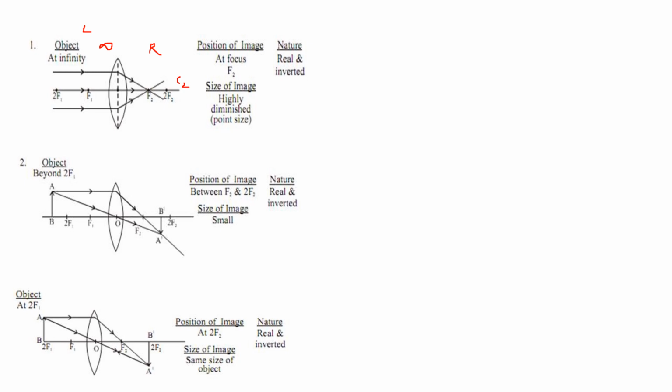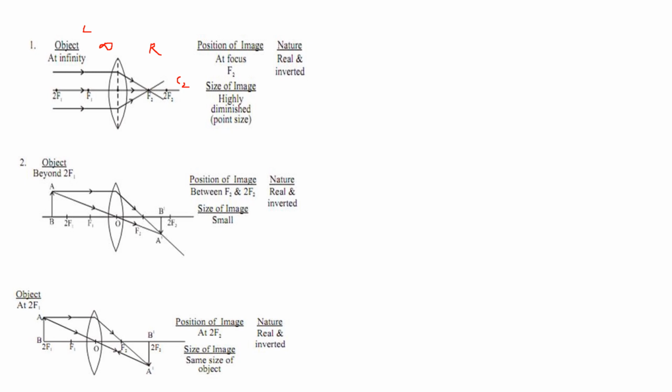Now in case of the object where the object is at infinity, I have taken two rays. It is very important to take two rays if you want to form an image, right? They are parallel to the principal axis. This is my principal axis. After refraction, it diverged and after refraction it converged at a point f2.